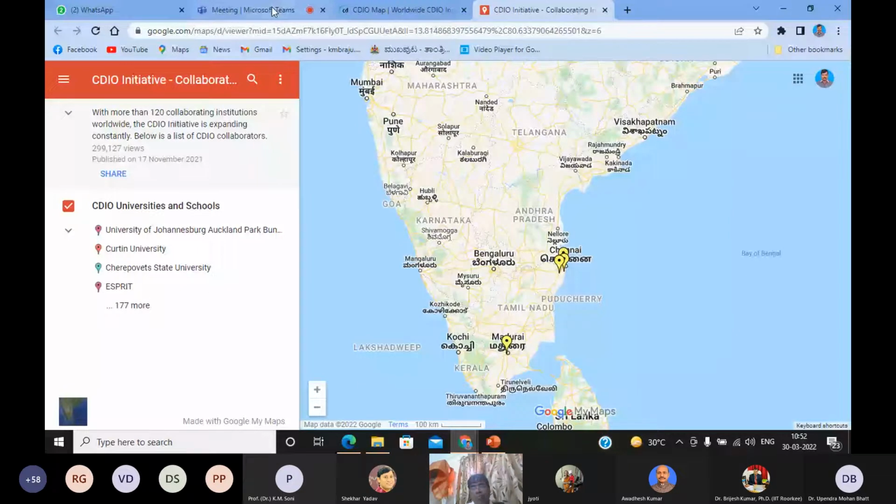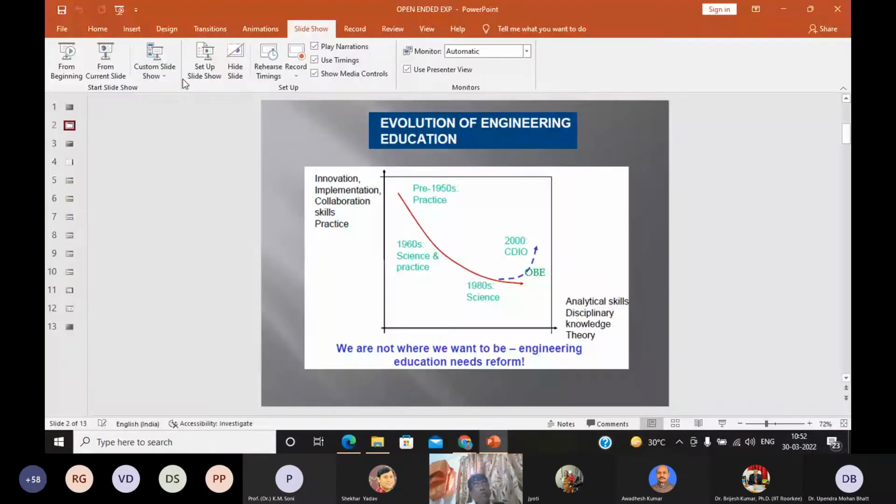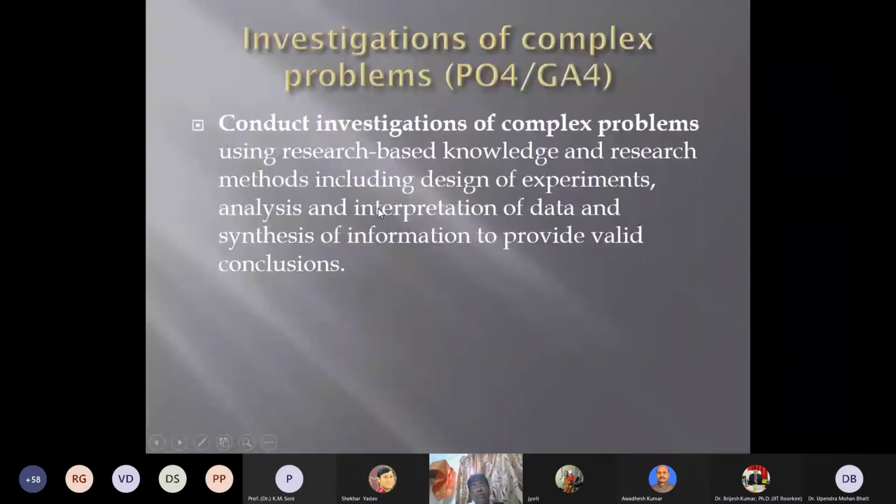Now I will go to my presentation. Before discussing the open-ended experiments, I would like to discuss one program outcome, which is: conduct investigation of complex problems using research-based knowledge and research methods, including design of experiments, analysis and interpretation of data, and synthesis of information to provide valid conclusion. This is there as program outcome 4, am I right? As per the NBA?